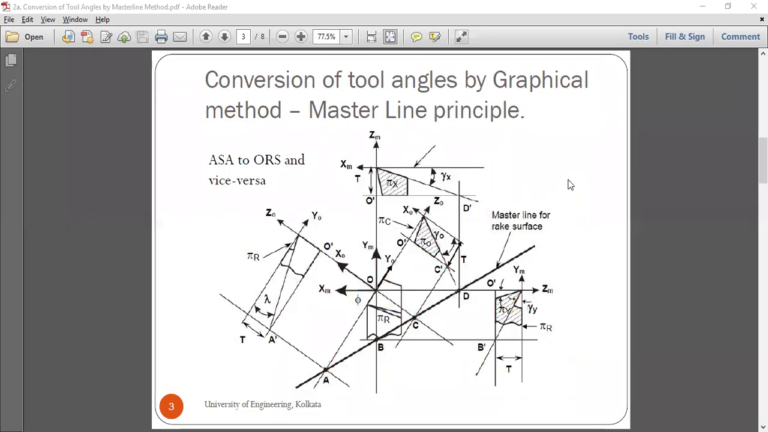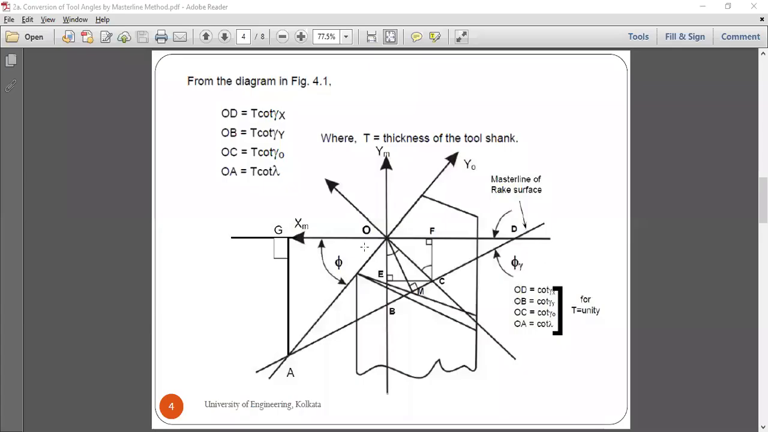One more piece of information you can see from here is that the thickness of the tool is also given, which was not provided previously when we were drawing the slope diagram. This thickness T of the tool, the thickness of the shank we can say, is also provided. Using this, we can get the other angles. Now let us see how we can go ahead with this.